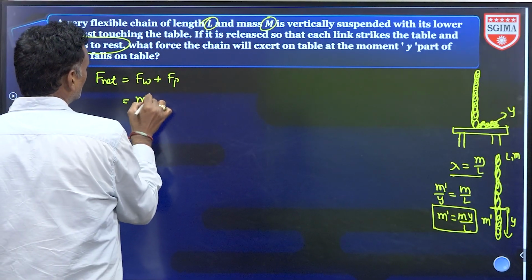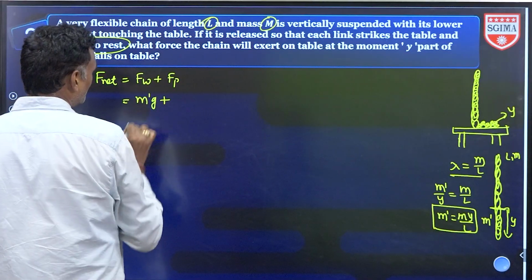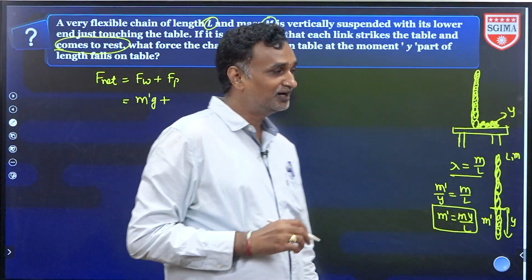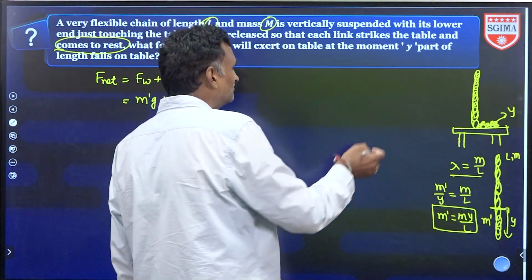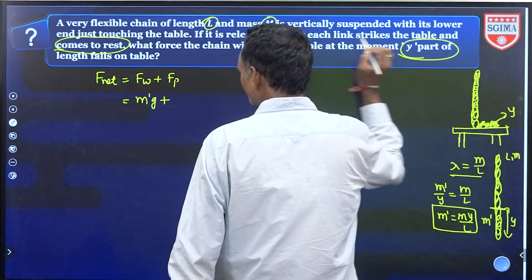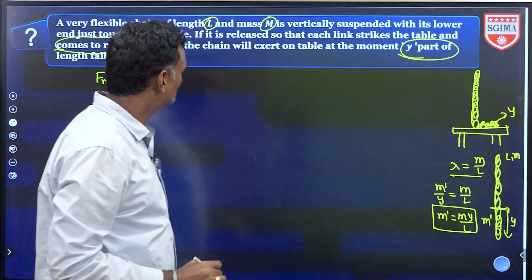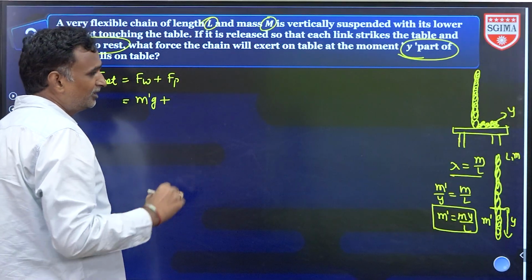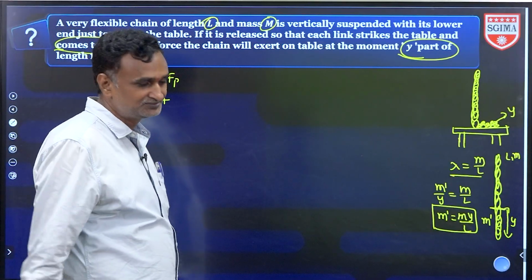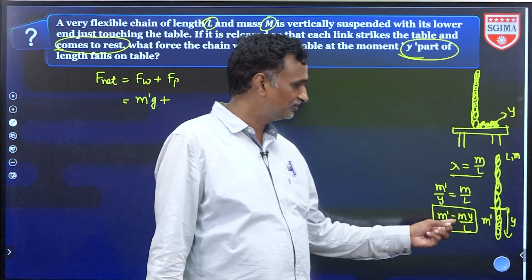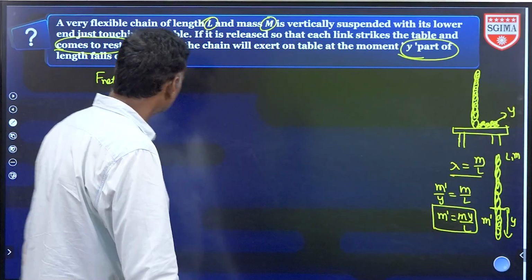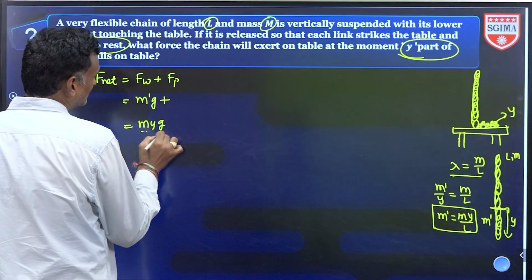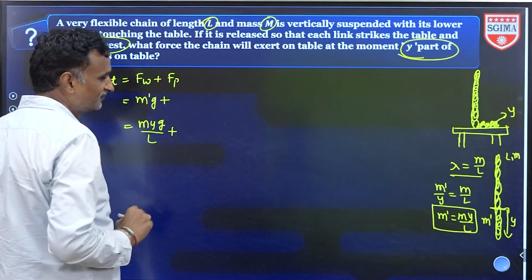Okay, but here we only have to take m prime g. Why? Because not all of the chain is falling on the table; at the moment in question, only a y part of the length falls on the table. So only the y part of the mass exerts weight force. How much mass is that? It's m y by L, so we can simply write m y g by L. So this is the first part finished.